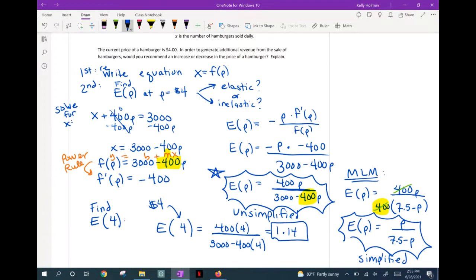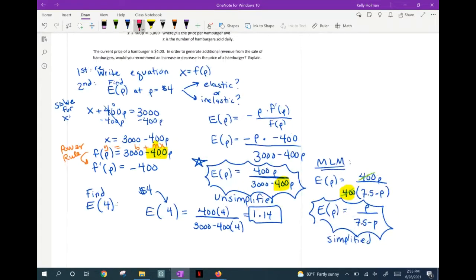So when you calculate that, either one you use, you should end up with 1.14, which is elastic, right? So I'm going to write this down. 1.14 is greater than 1, so it's elastic. That's the key to figuring out whether they should increase or decrease the price to increase the revenue.